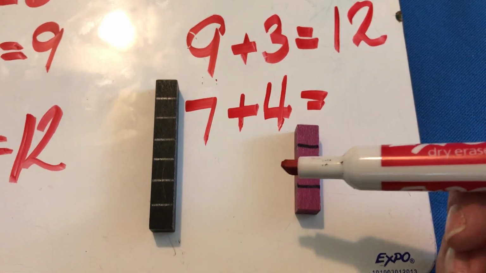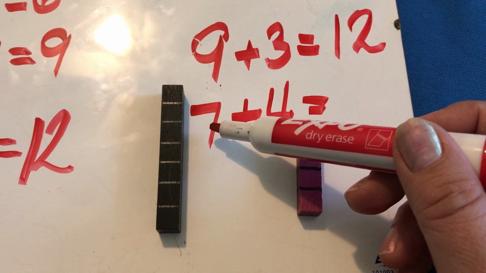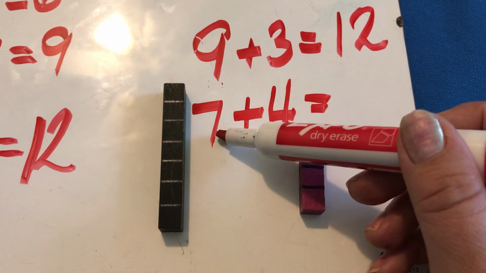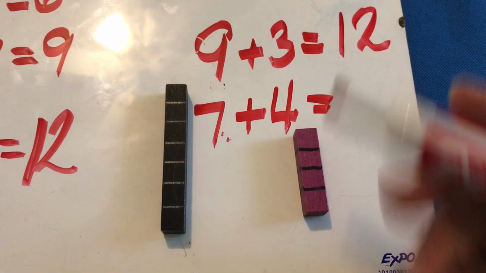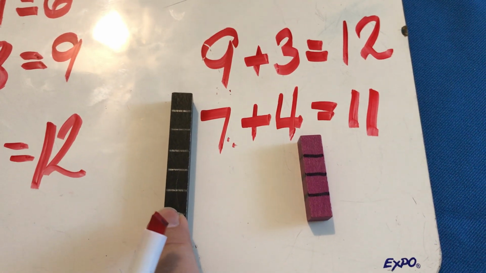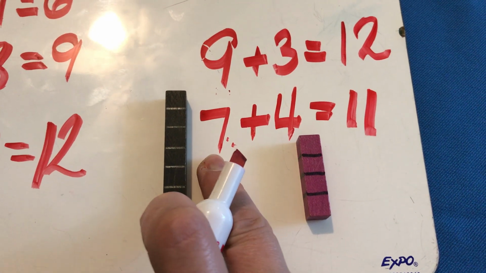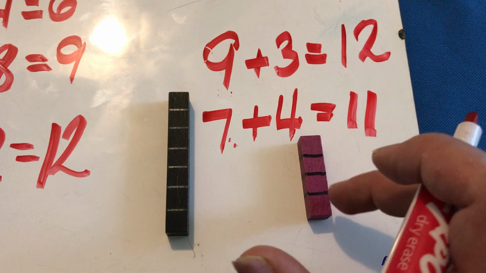Which number is bigger? Well, 7. And you already know 7 is 7, right? So start at 7. 7 plus 4 more. 7, 8, 9, 10, 11. You already knew this was a group of 7. You don't have to start over by counting it. You start with 7 in your head. 7, 8, 9, 10, 11.